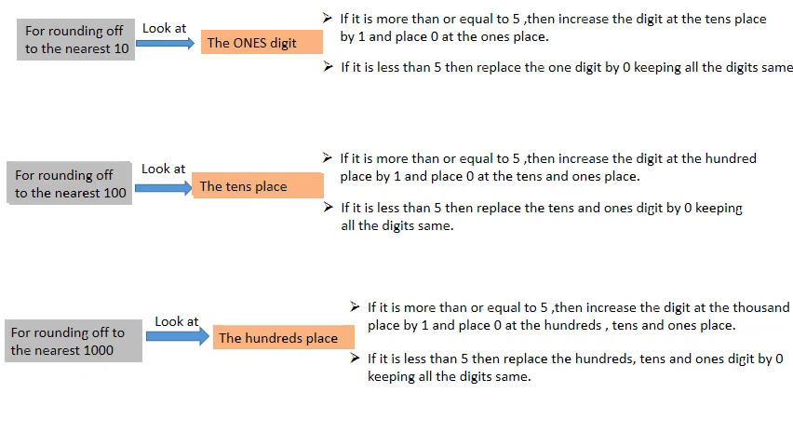And the third one, we have studied how to round off a number to the nearest 1000. What we do first, we look at the hundreds place. Then if the hundreds place is more than or equal to 5, then we increase the digit at the thousands place by 1 and we place 0 at the hundreds, tens and ones place. And if the hundreds place is less than 5, then we replace the hundreds, tens and ones digits by 0, keeping all the digits the same.